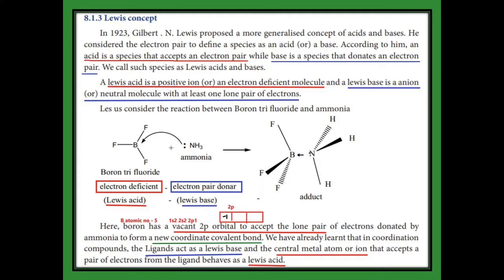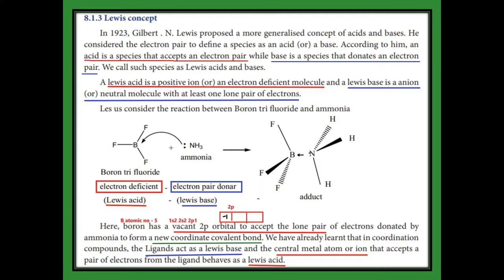Then what is a base? An acid accepts the electron pair, and a base donates the electron pair. So which one donates the electron pair? The one having more electrons donates the electron pair. So a Lewis base may be an anion or a neutral molecule, which means it contains extra lone pair electrons, one lone pair or more than one lone pair.